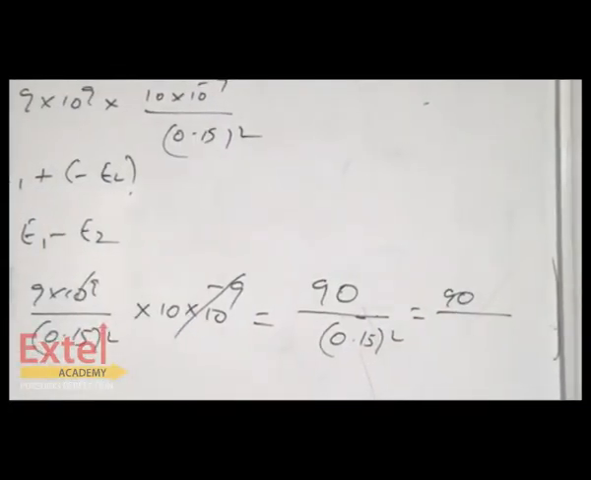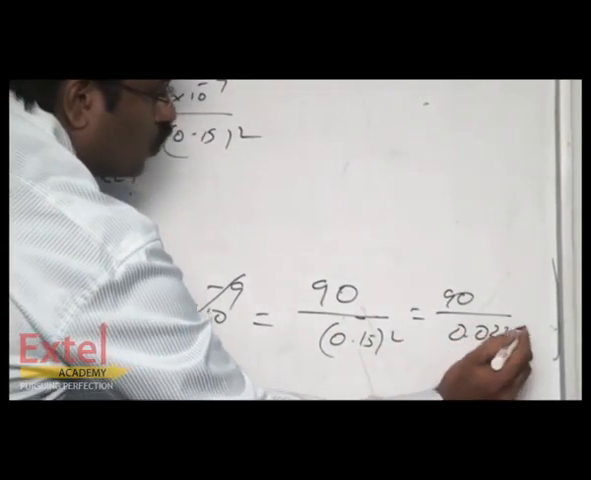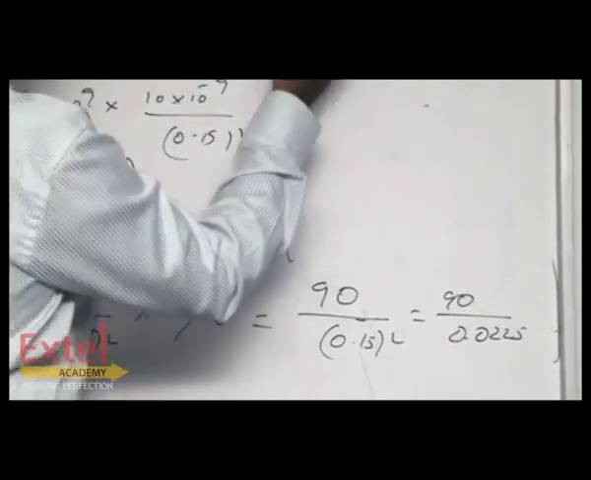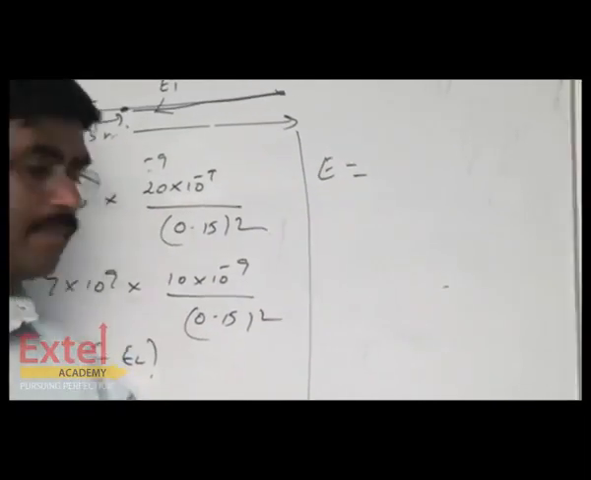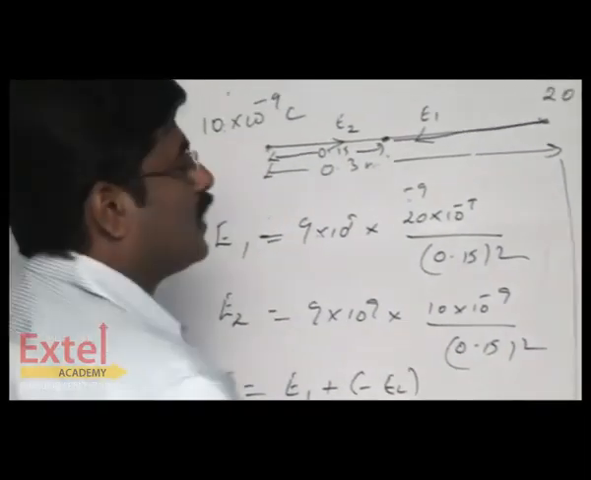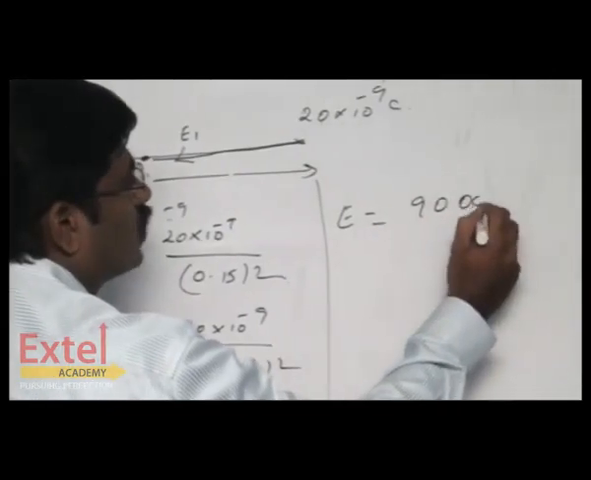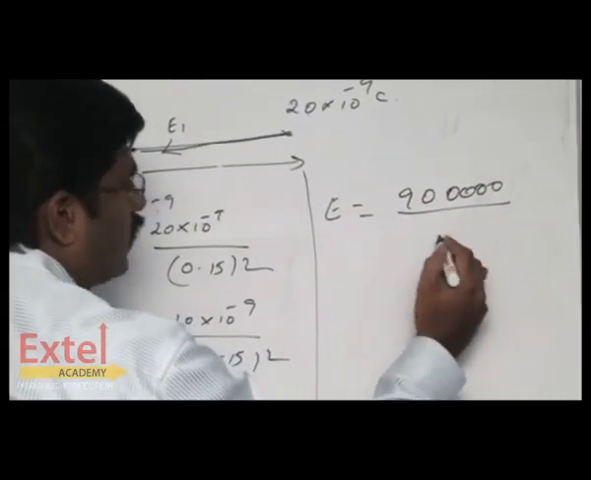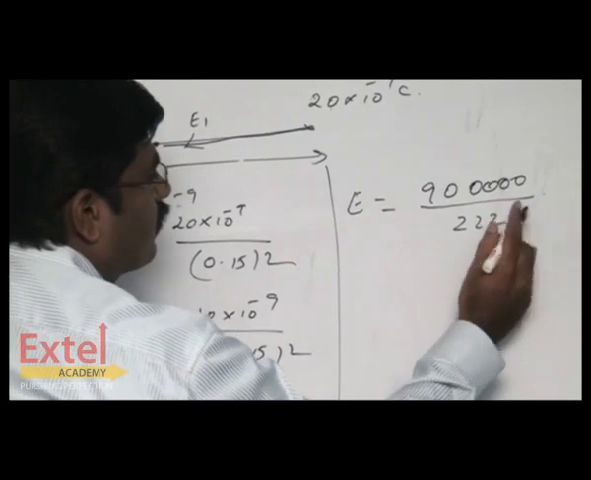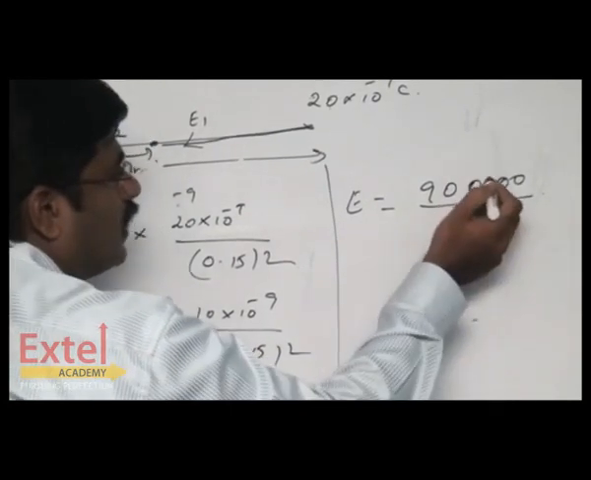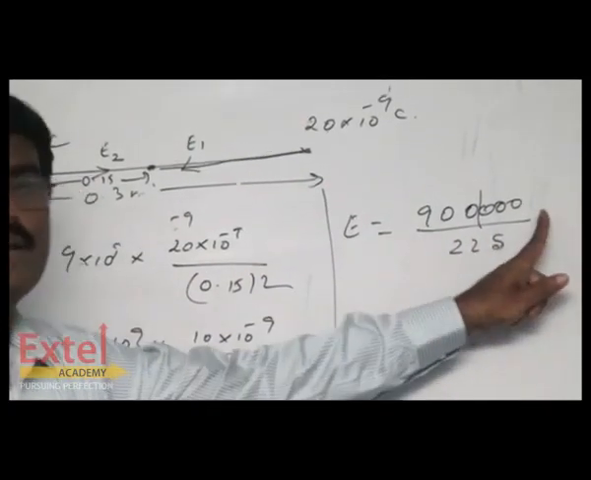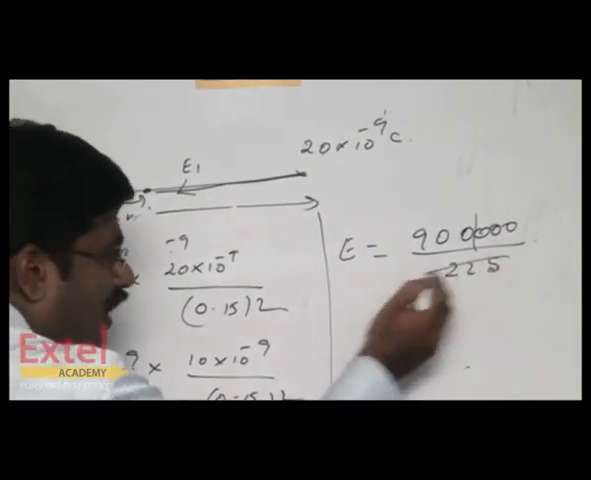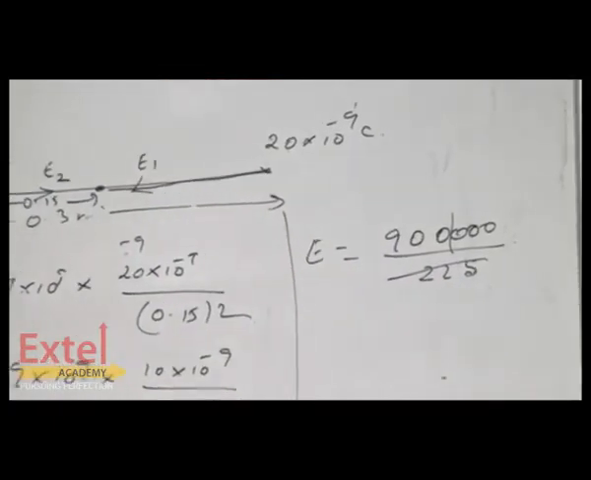0.15 into 0.15 is 0.0225. So I write here, electric field E is equal to, in order to make it a whole number, I am going to multiply by 10,000 in numerator and denominator. So 90 with 4 zeros by 225. Now I am going to split this value: 900 and 3 zeros. How many 225s are there? 900.